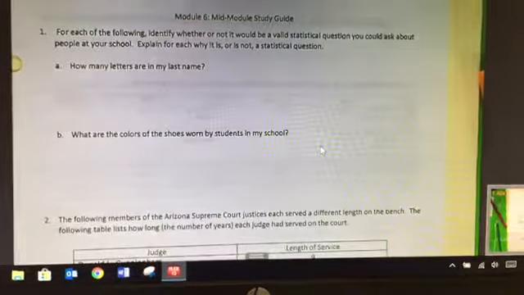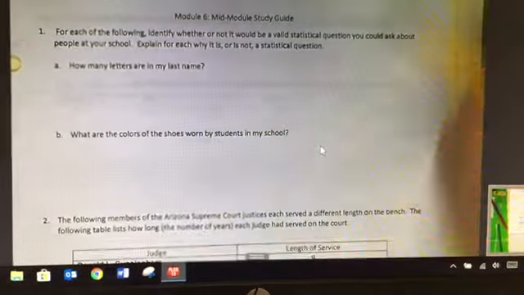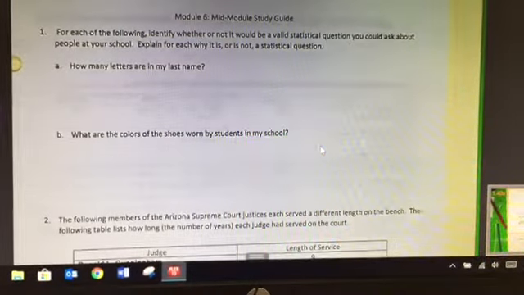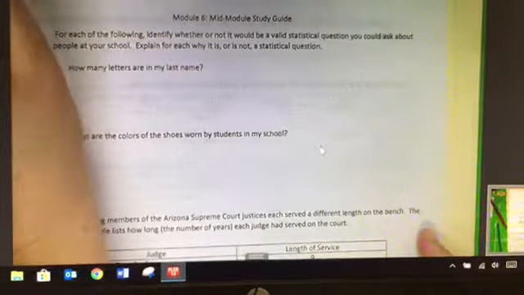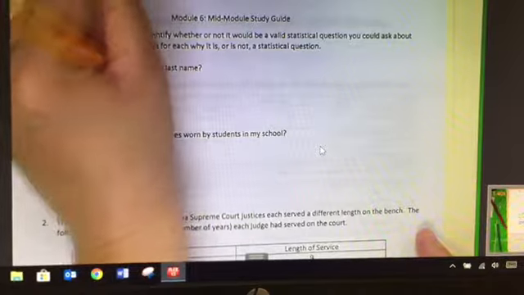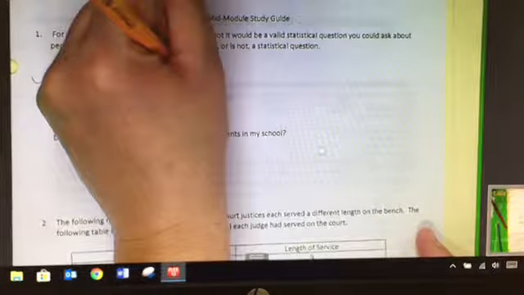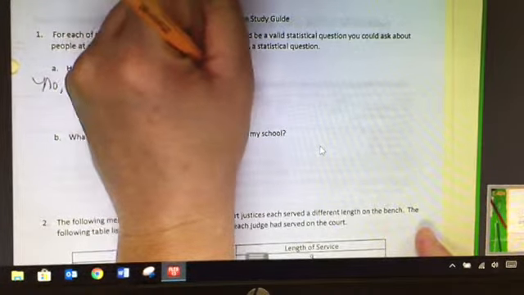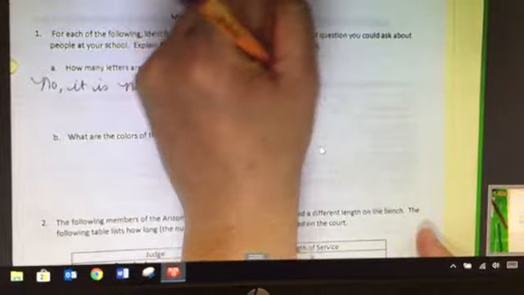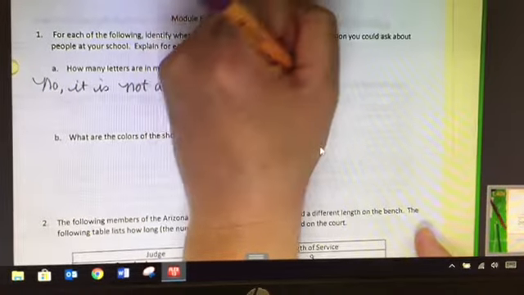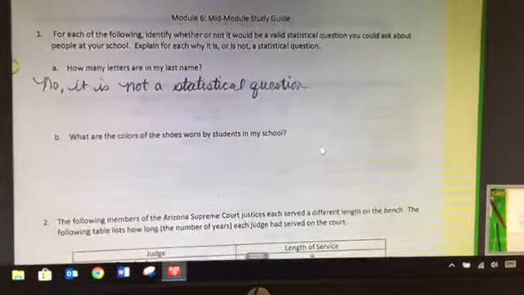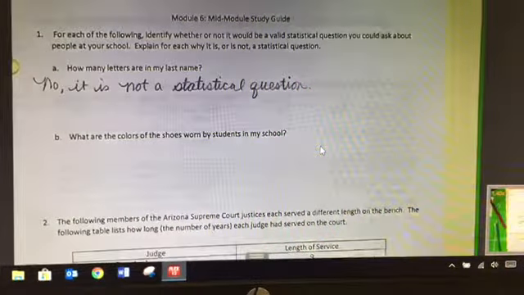So question 1, how many letters are in my last name, is not a statistical question. Okay, so no, it is not a statistical question. Make sure you answer that question. Okay, there's a question and then there's an explain. So you need to make sure you answer the question.